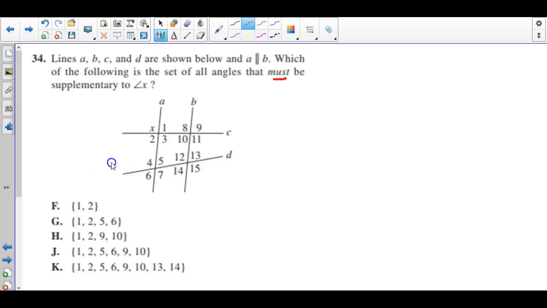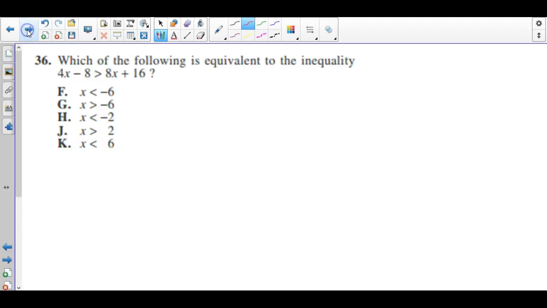So you can read through all of these. Let me see here. 1 and 2, this is a linear pair. 2 and 10 are corresponding. 9 is same side interior. So what I'm really looking at here then would be angles 1, 2, 9, and 10. So between a linear pair, which these two are, between 2 and 10 being corresponding angles, which are also following the parallel lines theorems, and then with 9 being a same side exterior angle, there are 4 possibilities. So H would be my correct answer.